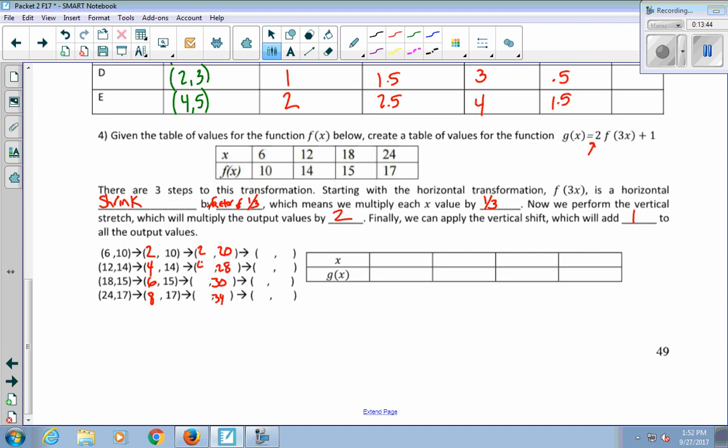Keep the x's, 2, 4, 6, 8. And then in my last step, the vertical shift adds 1 to all the outputs. So this is 2, 21, 4, 29, 6, 31, and 8, 35. And so my final table of values for G, 2, 4, 6, 8, and the y values are 21, 29, 31, 35.